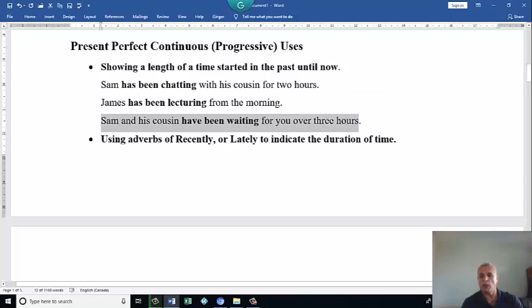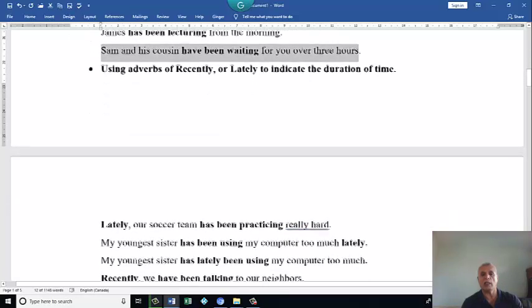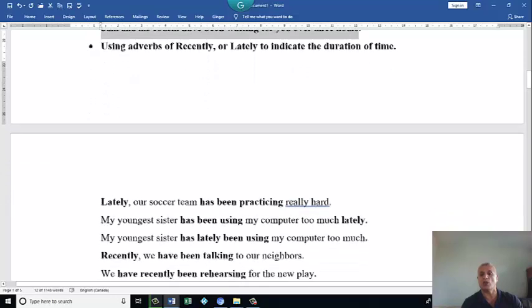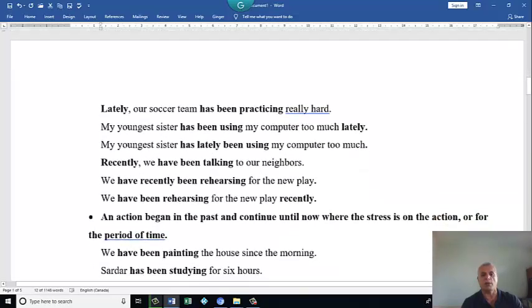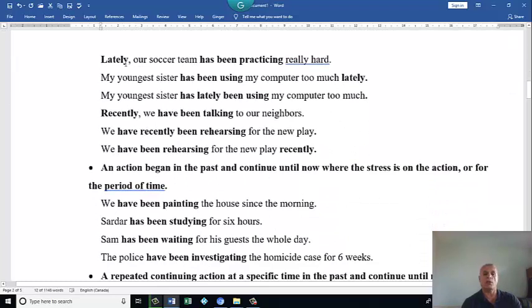Then we use adverbs like recently or lately to indicate the duration of time. For example, the adverb we could put in the front of the sentence for more stress, or we put it in the center of the sentence or at the end of the sentence. For example here, lately, our soccer team has been practicing really hard. We go to the second one. My youngest sister has been using my computer too much lately.